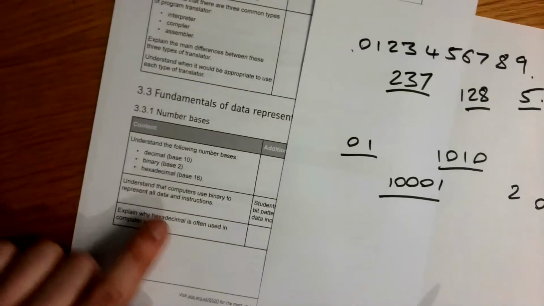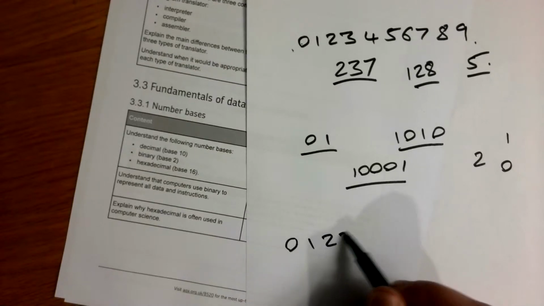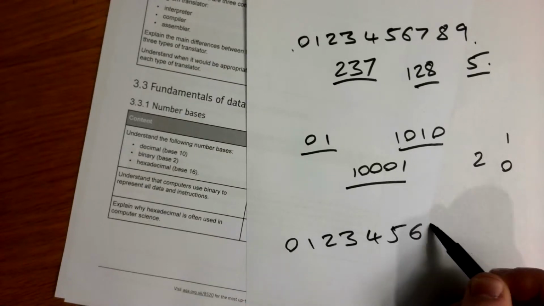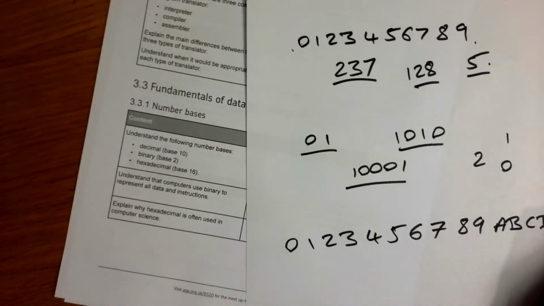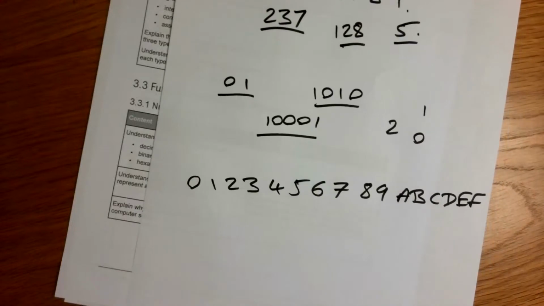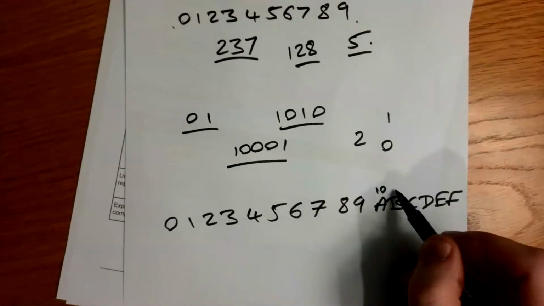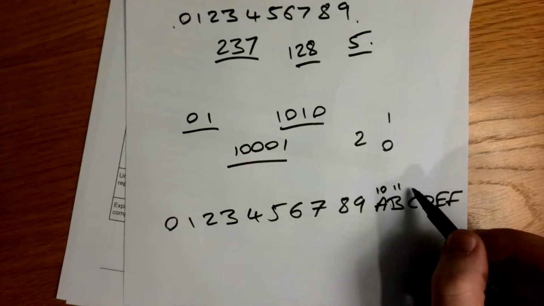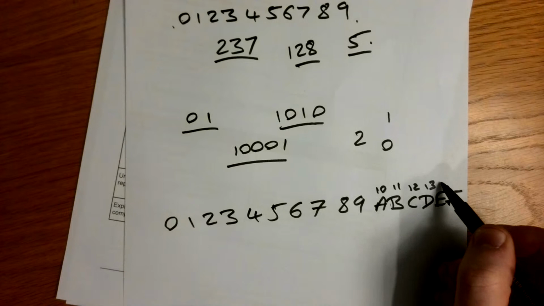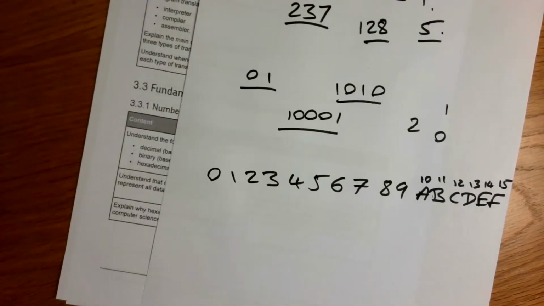So then hexadecimal, base 16, means you've got 16 different options. So that's 0 to 9, plus A, B, C, D, E, F on the end. And A represents the number 10 in decimal. B is 11, C is 12, D is 13, E is 14, and F is 15. So we've got, again, 16 different characters we can use there.